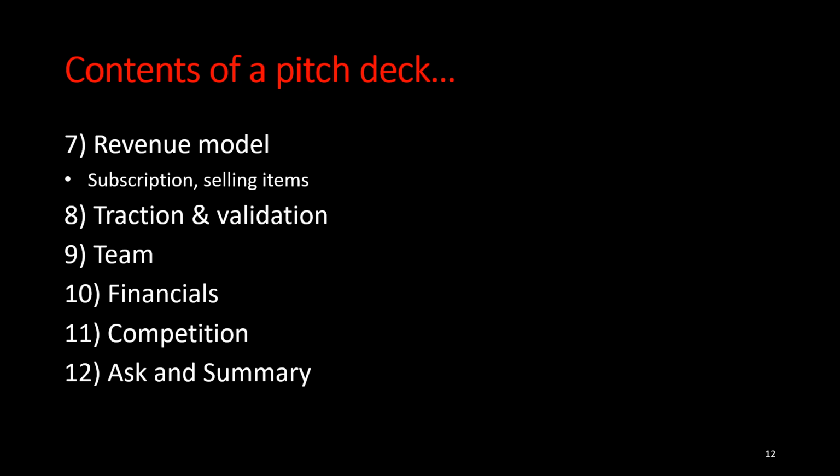Slide number 10 is the financials, where you'll show your financial projections, maybe year 1, year 2, year 3. So in normal pitch presentations, sometimes we don't include this, but when you're pitching to investors, this is also one of the slides that is very important.